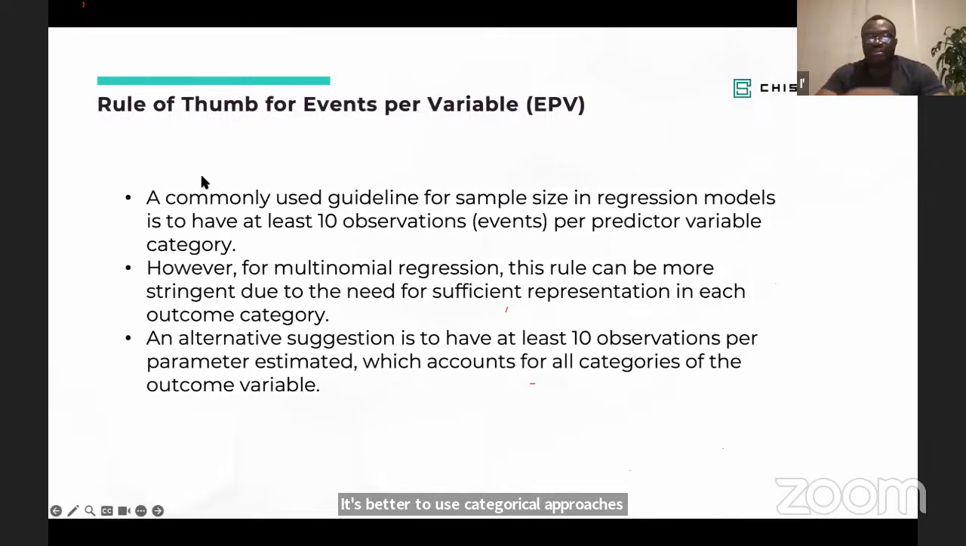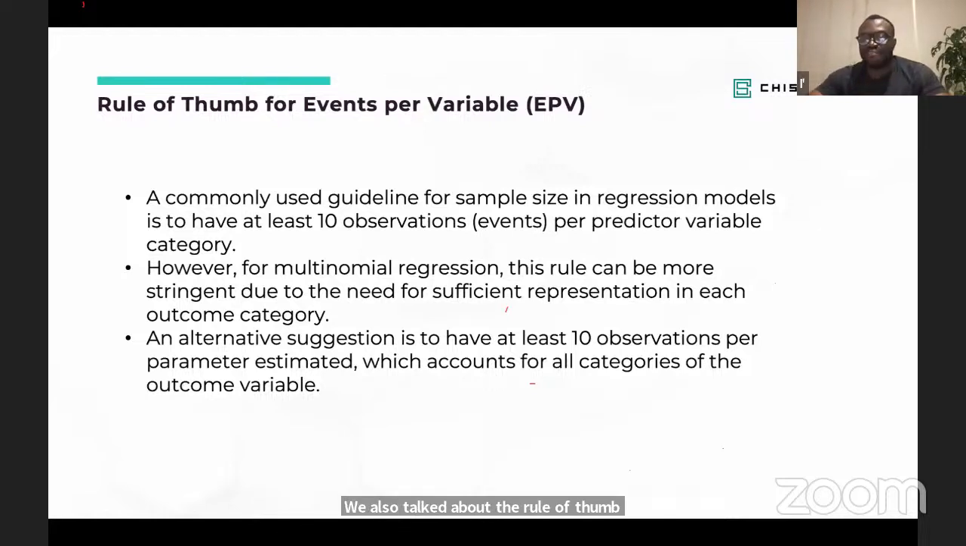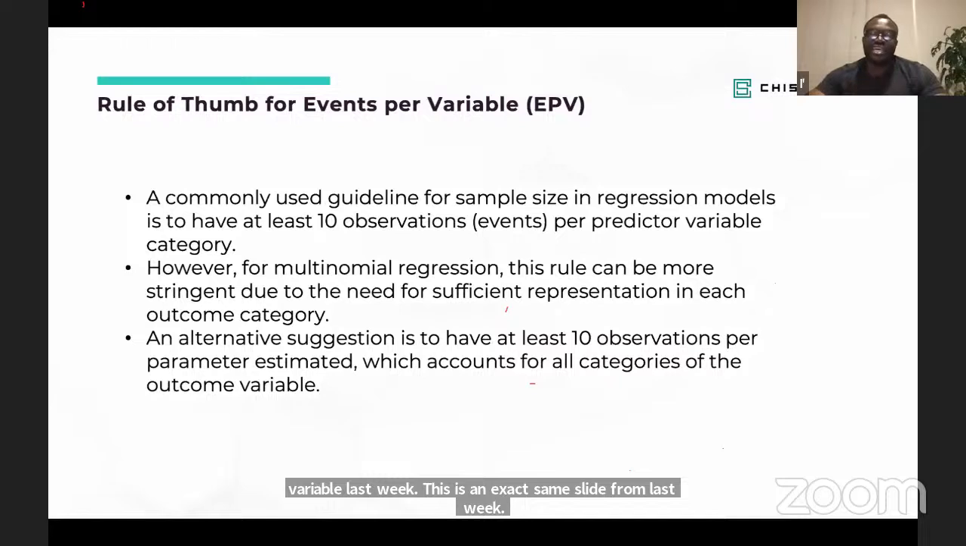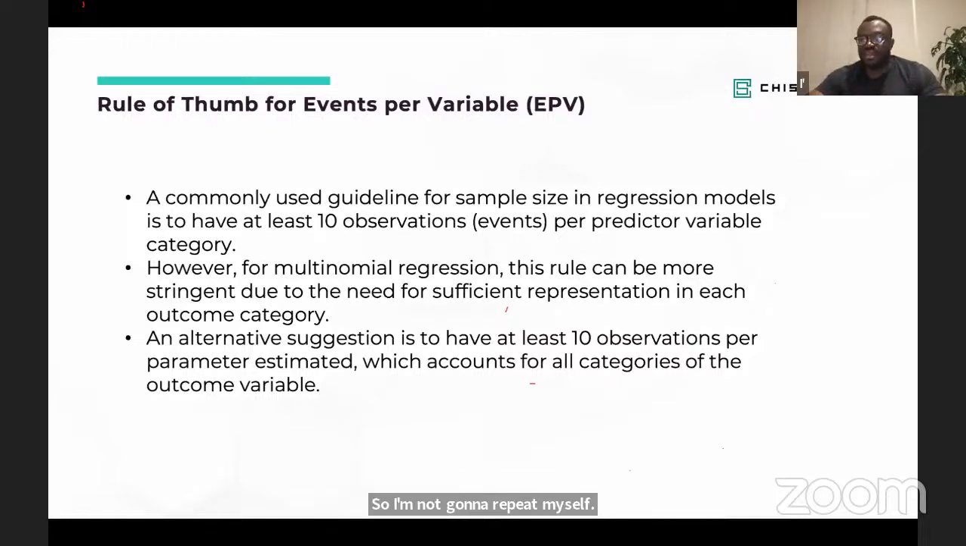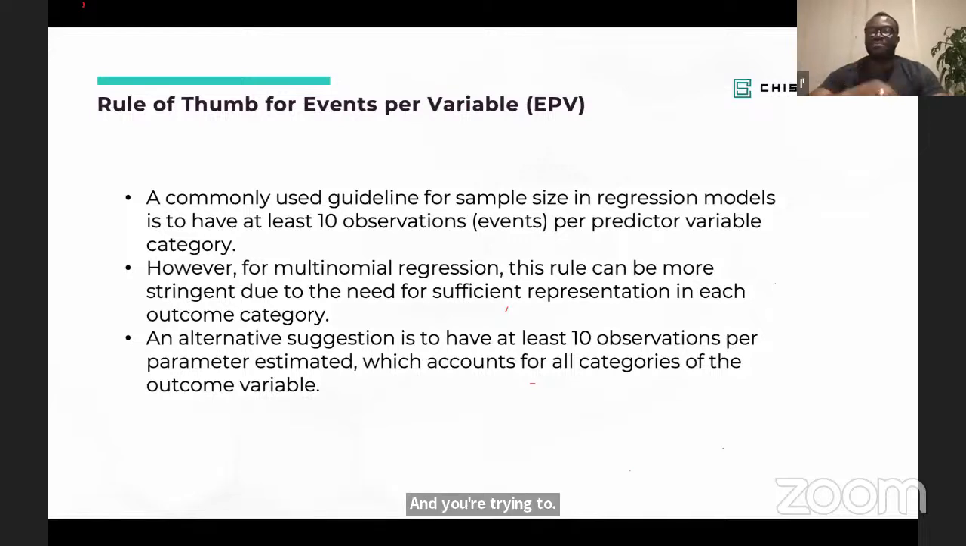We also talked about the rule of thumb for events per variable last week. This is an exact same slide from last week, so I'm not going to repeat myself. This is just in the case where you already have data available and you're trying to use the rule of thumb to see whether you just have enough people for the study.